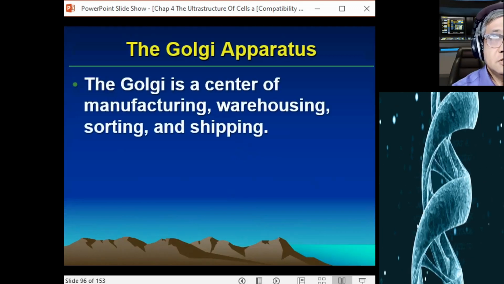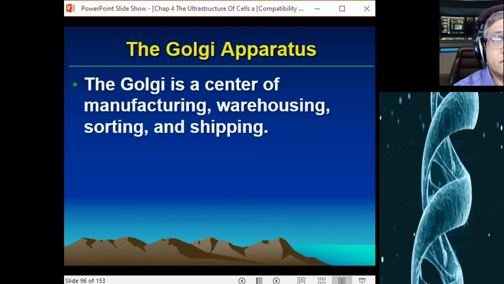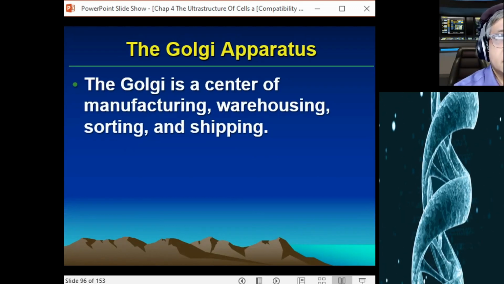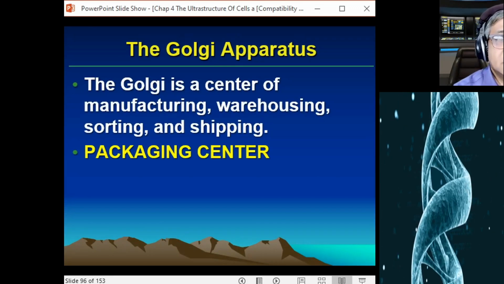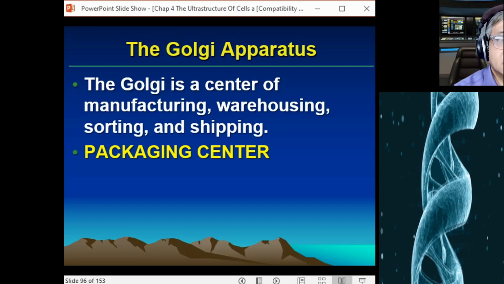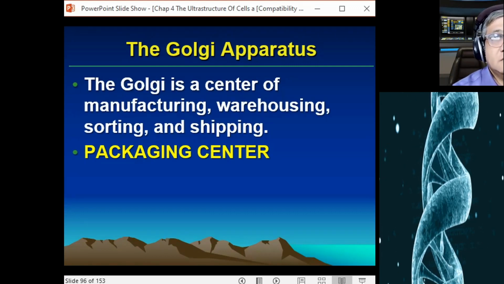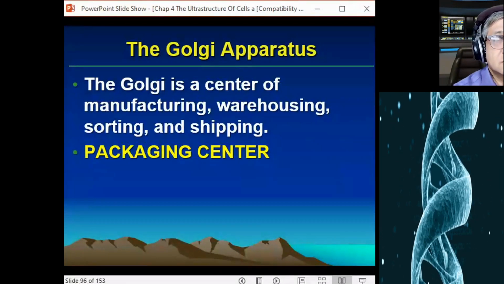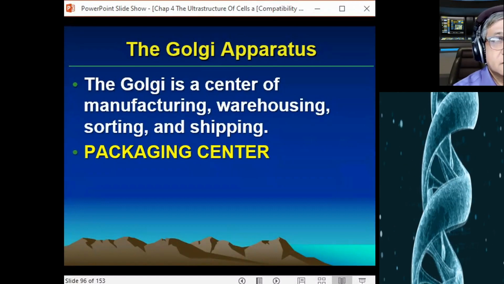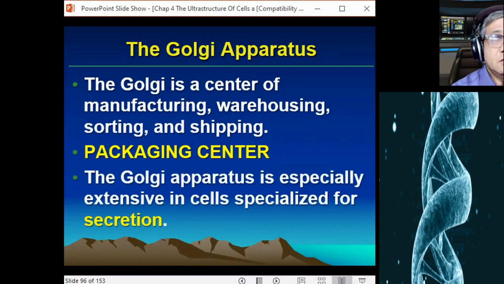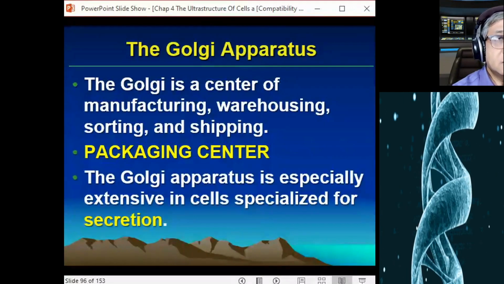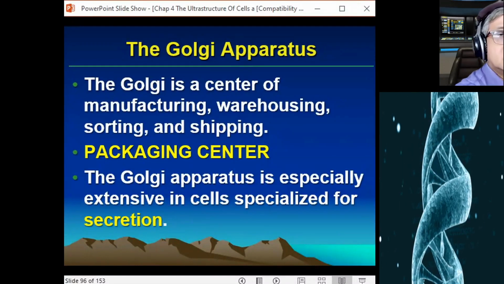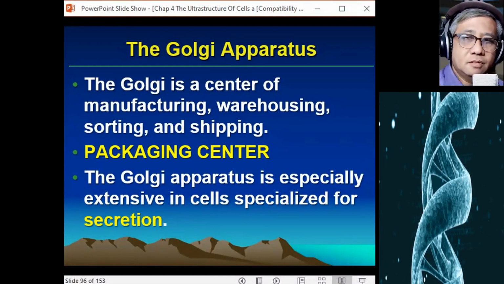Okay, and the function of the Golgi apparatus is said to be the center of manufacturing, warehousing, sorting, and shipping. To put it simply, the Golgi apparatus is said to be the packaging center of the cell. As a packaging center, it manufactures, warehouses, meaning that it stores, it sorts out, and ships proteins for excretion. The Golgi apparatus is especially extensive in cells that are specialized for secretion. Okay?